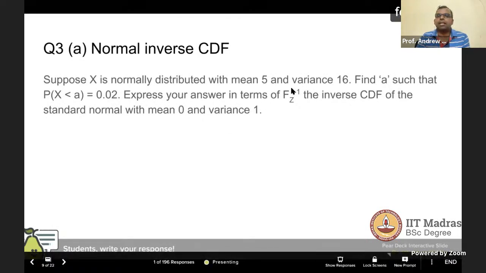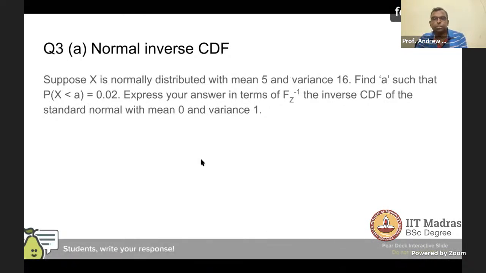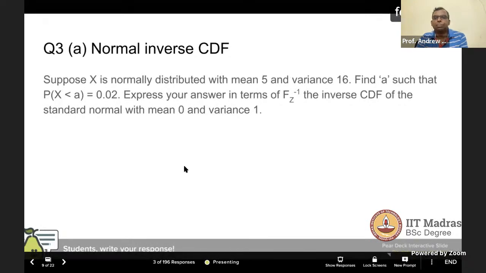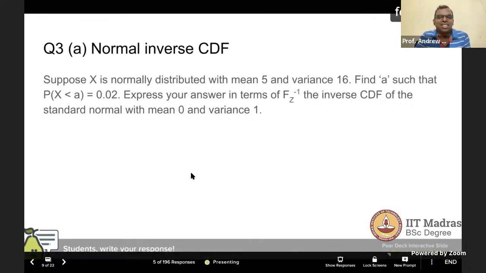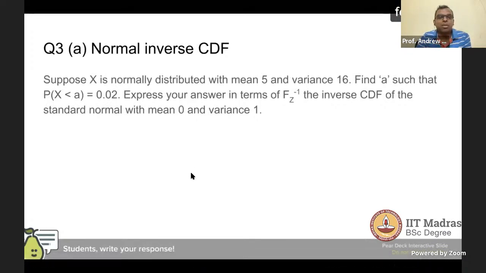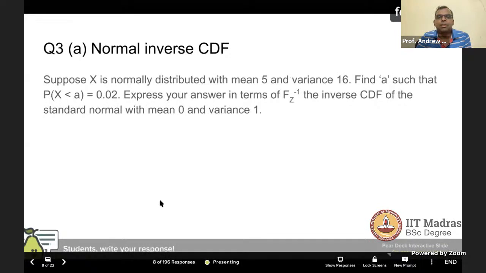You can express your answer as FZ inverse. You don't need to actually find the numerical answer. You can write FZ inverse. Actually, in my opinion, quiz questions are also like this. They're not any different than this. It's just that they may be a little bit disguised sometimes, but most often they're like this.